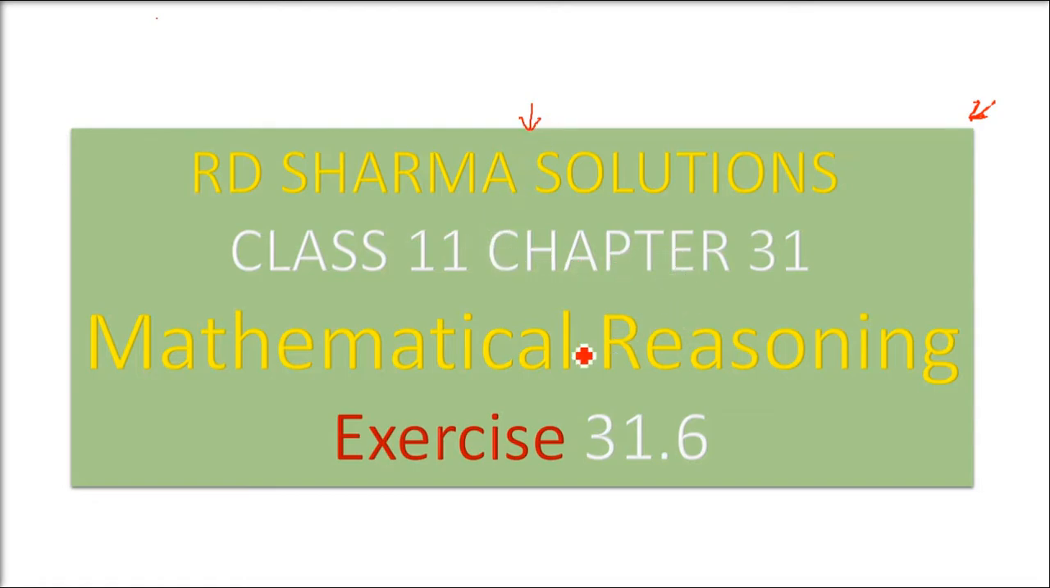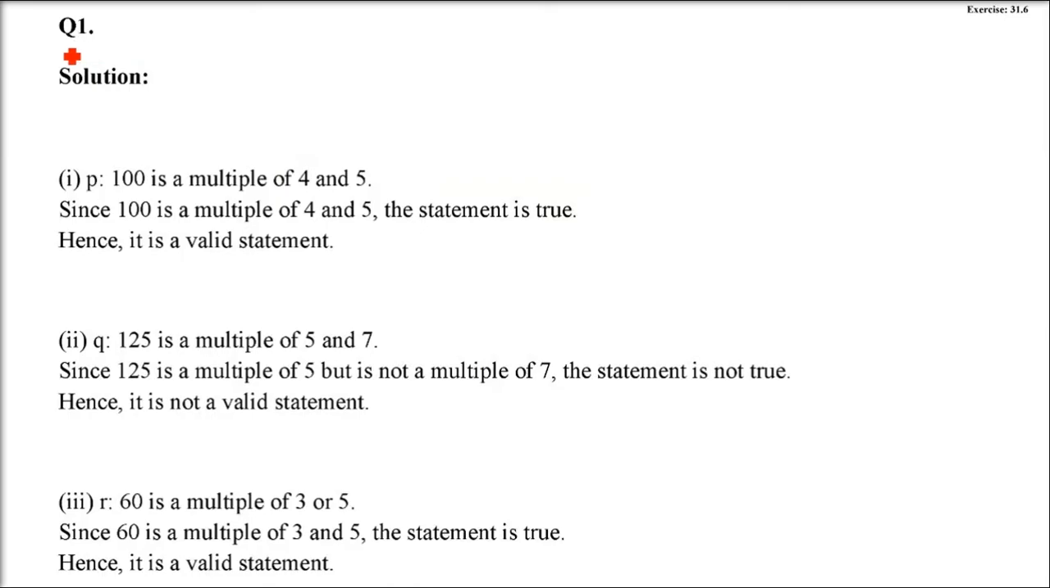This is R.D. Sharma Solution, Class 11, Chapter 31, Mathematical Reasoning. Exercise 31.6. The first question is, check the validity of the following statements. There are three parts here.